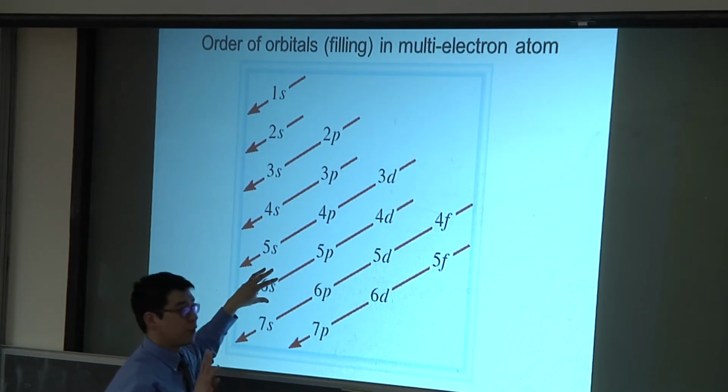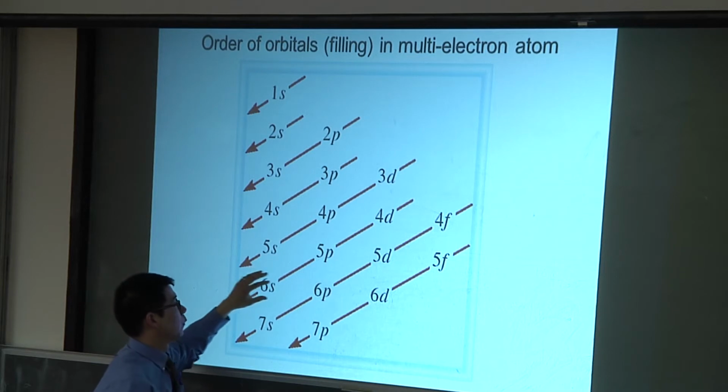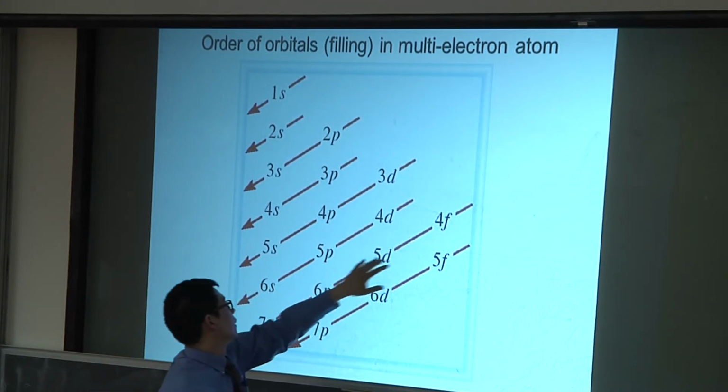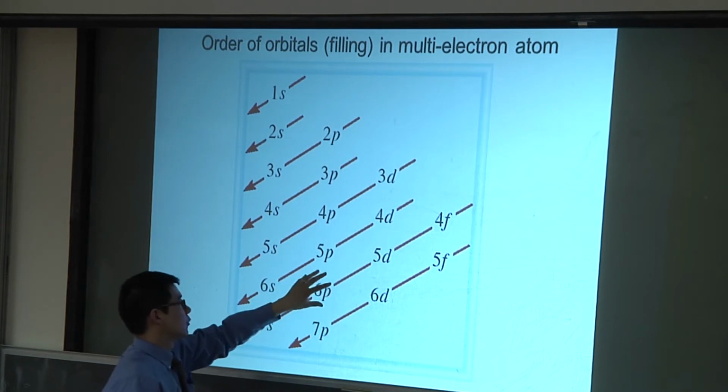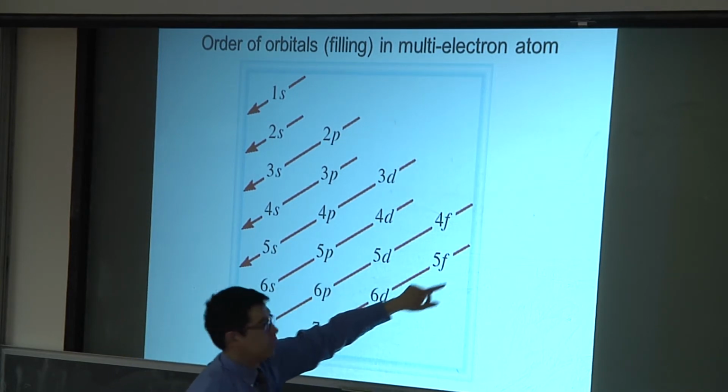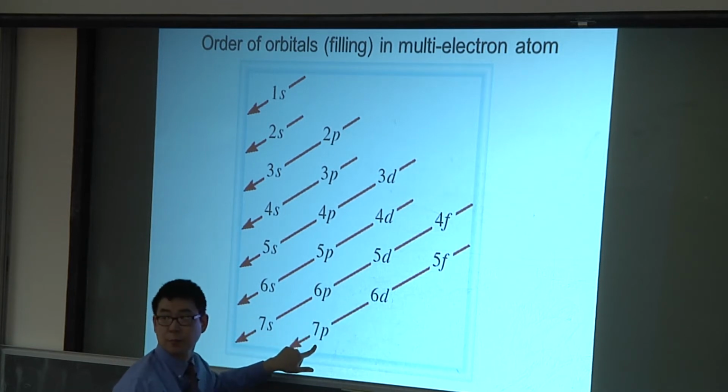But once you have n equals 4, you have f orbitals. So before you even get to the 5d, you're going to get to the 4f, between 4f, 5d, and 6p. Once the 6p is done, you're going to go to 7s. Right? Once you go to 7s, you're going to go back to the f, 5f, then back to the 6d, then to the 7p.